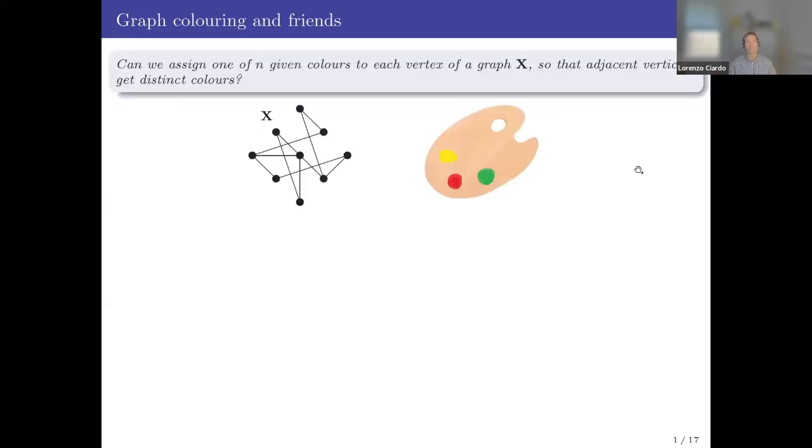So I want to start with introducing the object of the talk, which is graph coloring. This is a classic problem in graph theory. I have a graph, I have a set of vertices, and I want to assign a color to every vertex in a way that whenever I have two adjacent vertices, they get distinct colors. So, for example, something like this.